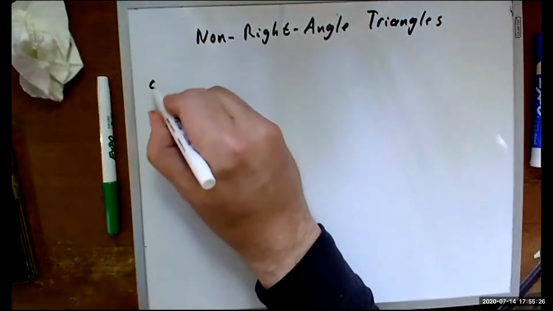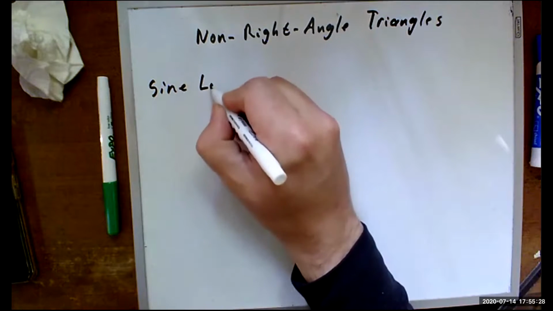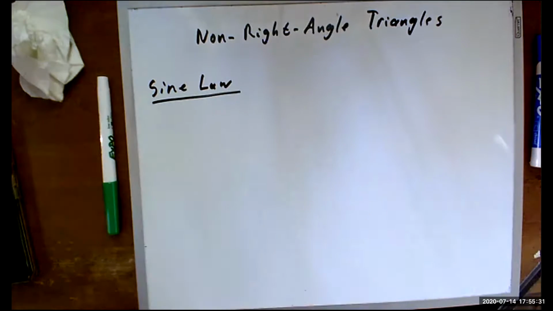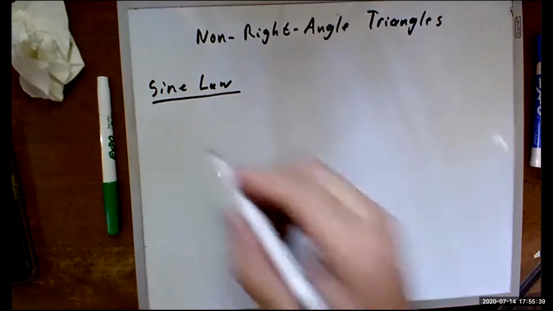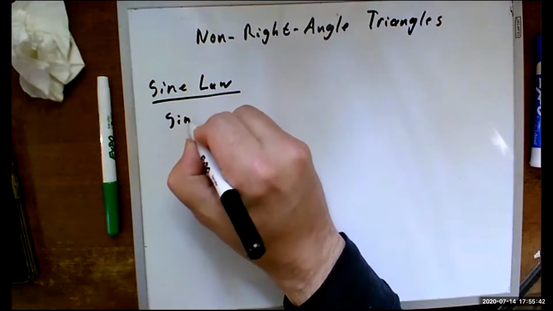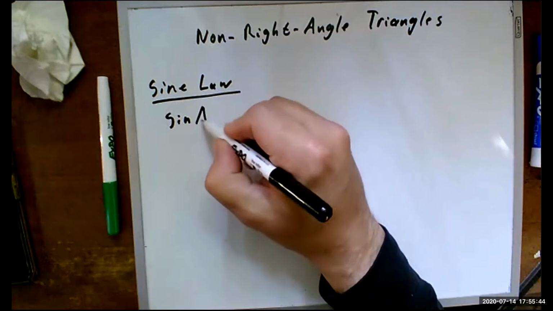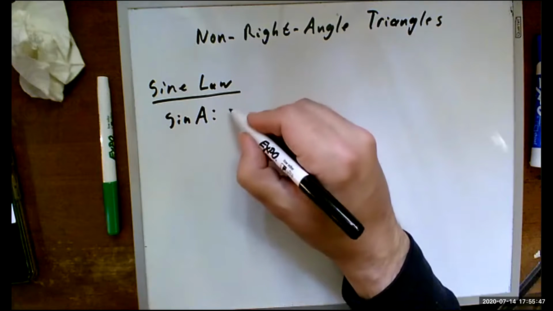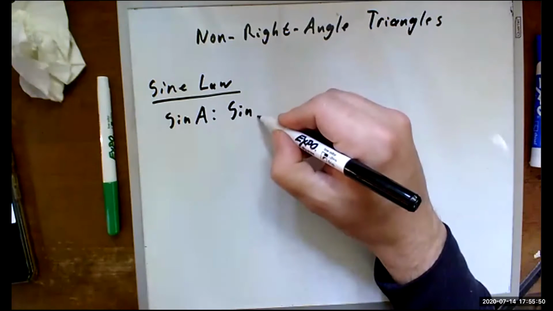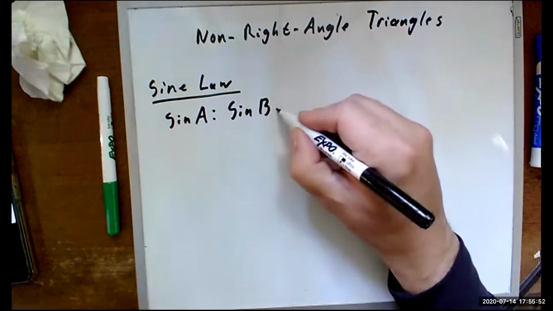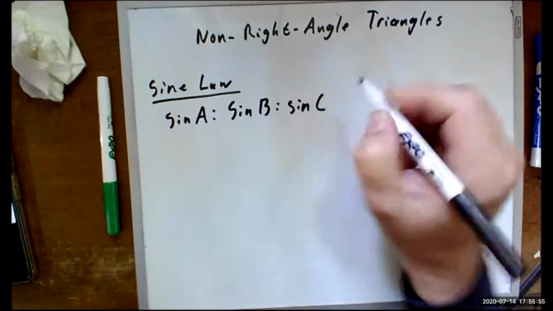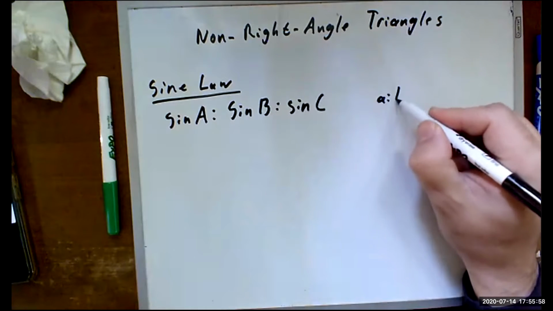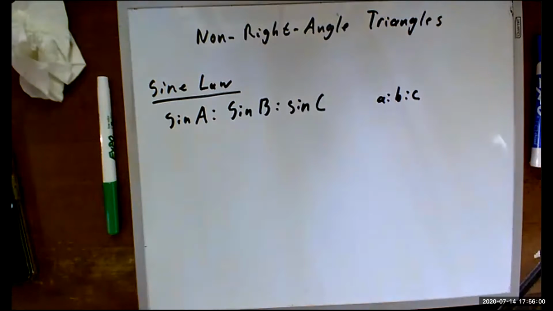In non-right angle triangles, we're going to use a thing called sine law. The nice thing about sine law is that it uses ratios, which we're already quite familiar with using. And the ratio says that the sine of any angle A is in ratio to the sine of B, which is in ratio to the sine of C, and it is going to be equivalent to the ratio of the sides A, B, and C.